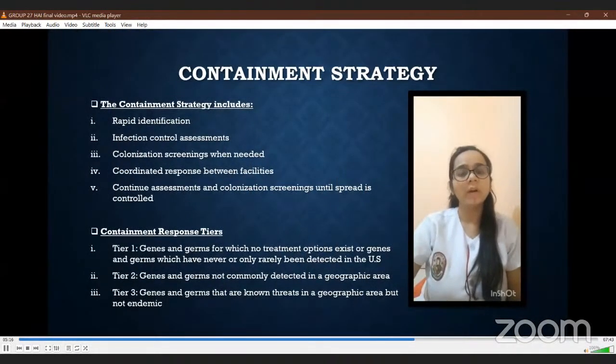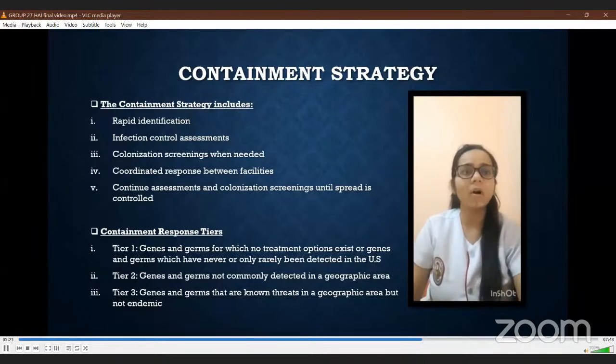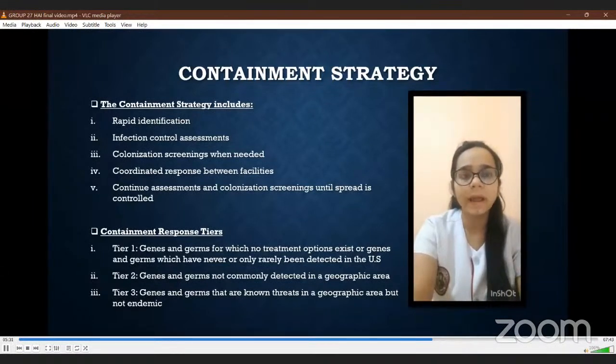Containment strategies. When launched at the first sign of a problem, CDC containment strategies keep new or rare forms of antibiotic resistance from spreading. Containment complements foundational CDC strategies, including improving antibiotic use and preventing infection, and builds on existing detection and response capabilities. Containment strategies include rapid identification, infection control assessments, colonization screening when needed, coordinated response between facilities, and continuous assessment and colonization screening until the spread is controlled.